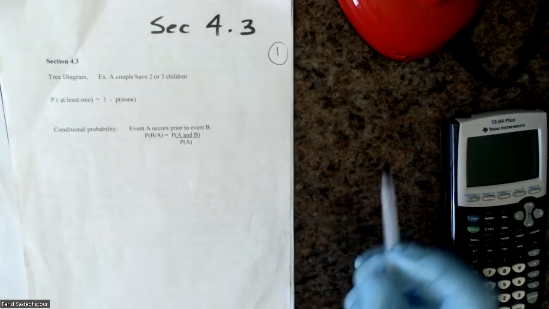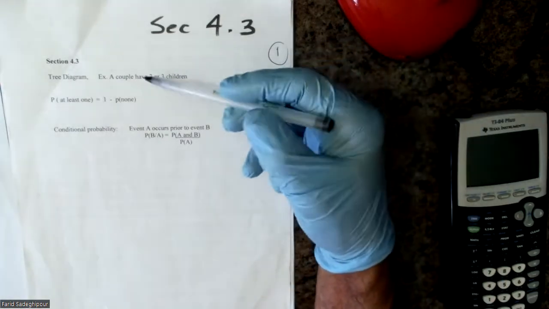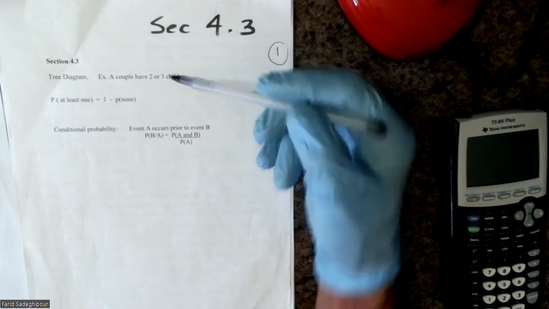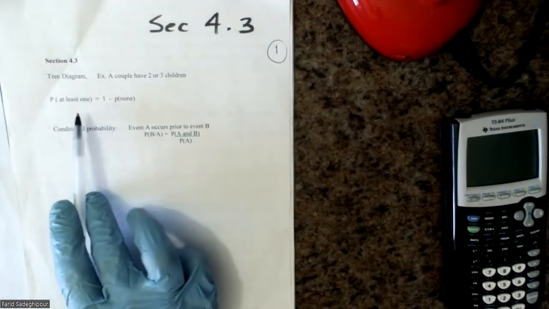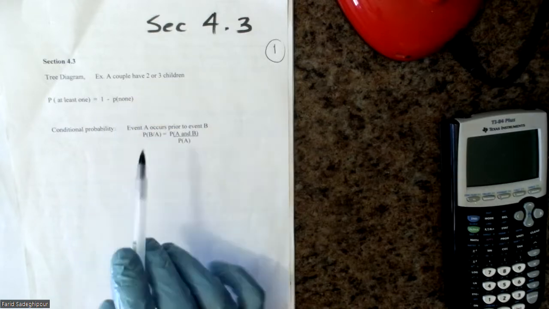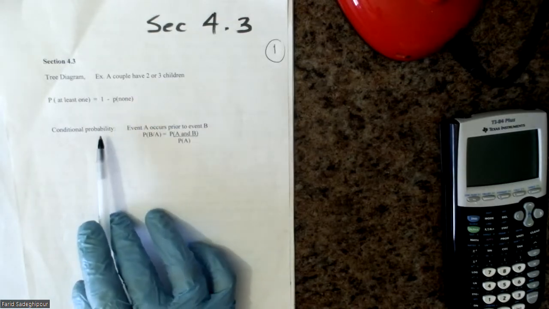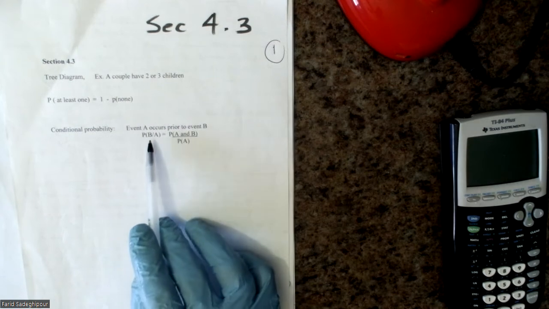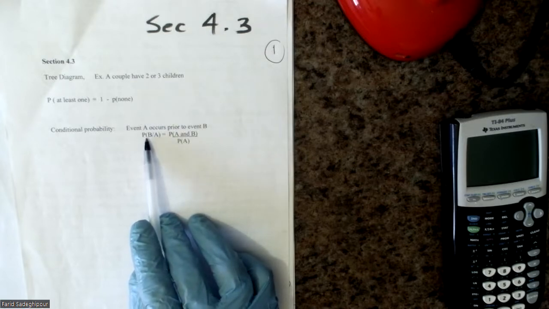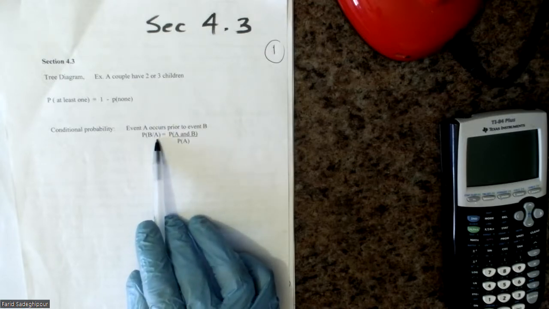Section 4.3, we want to introduce the tree diagram for a couple having 3 children. The formula that we use often is this: probability of at least one is 1 minus probability of none. And then the second one is conditional probability. So when you have probability of B given A, it means event A happened first, and then event B. So event B depends on event A.